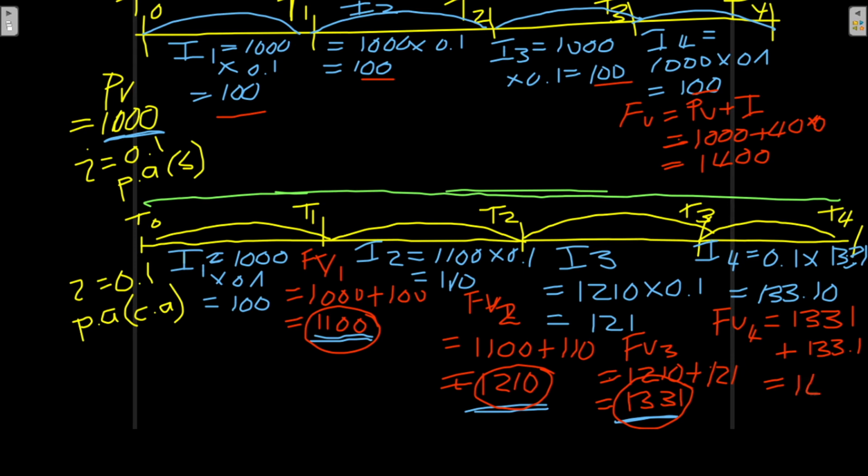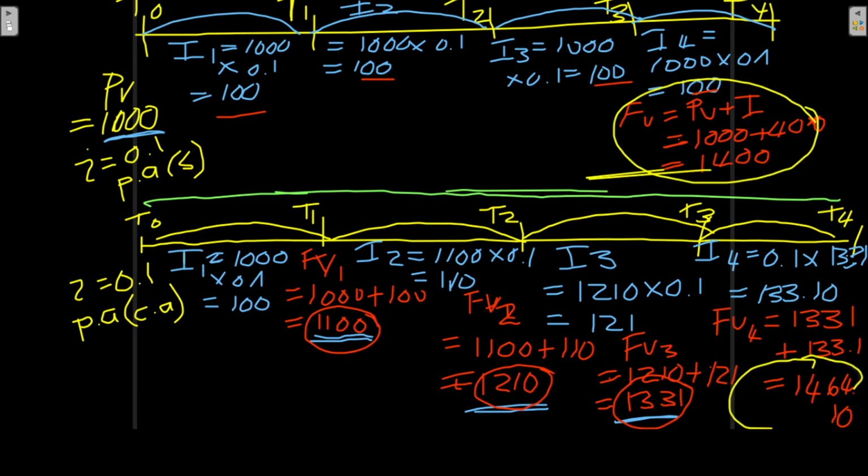And that's 1,464 rands, and that's 10 cents. So now we can compare the future value with simple interest and the future value for compound interest, and you can see that you've earned more money making use of compound interest than with simple interest.